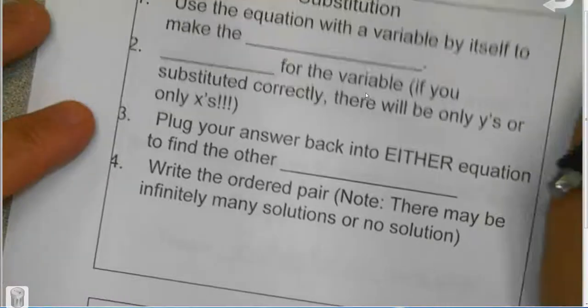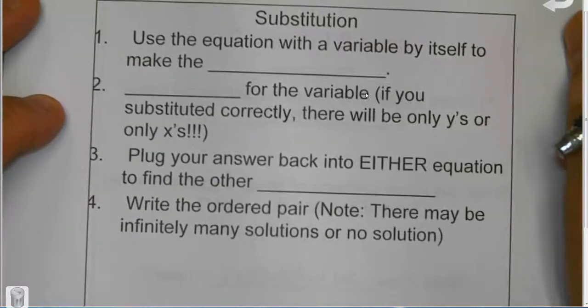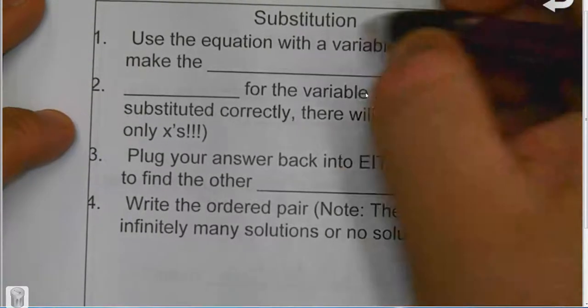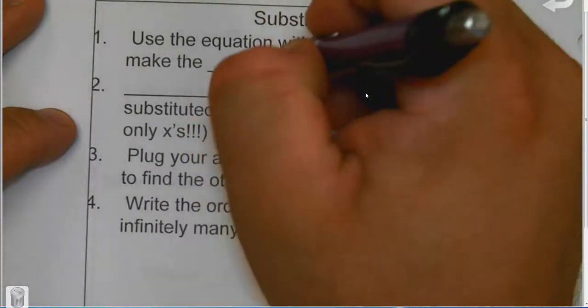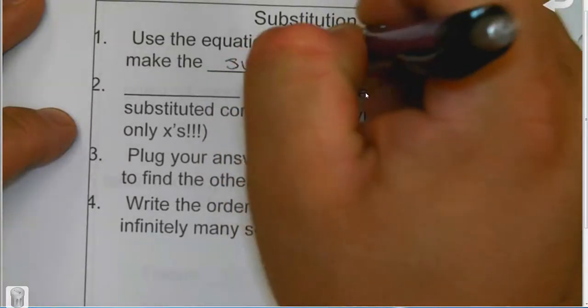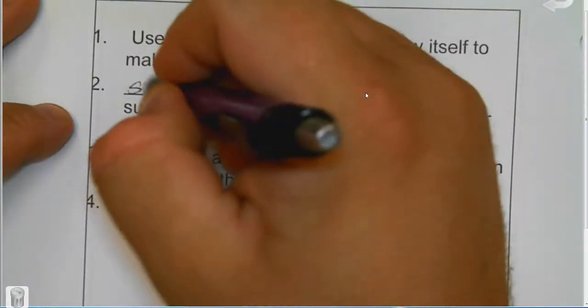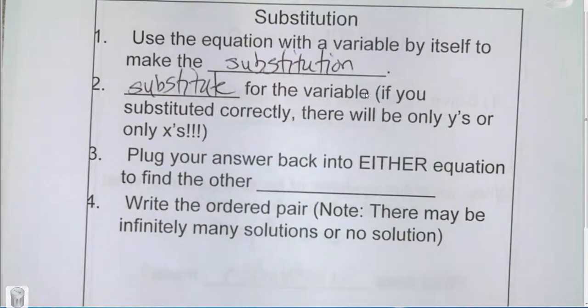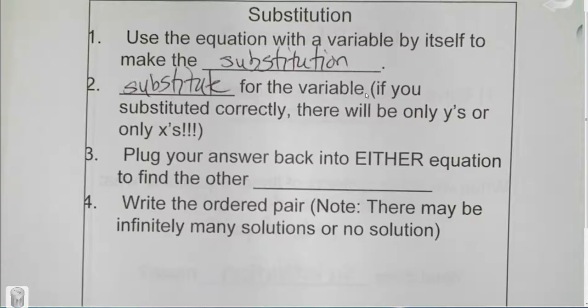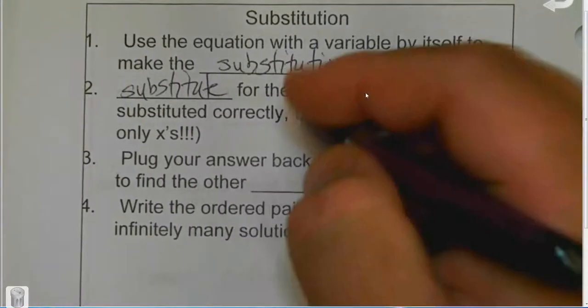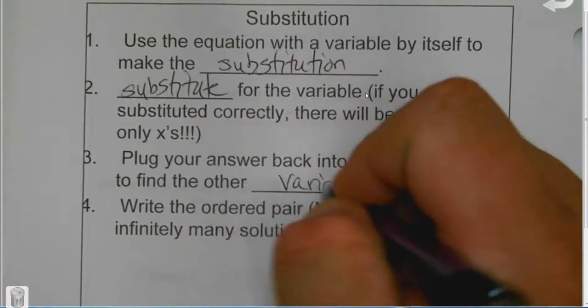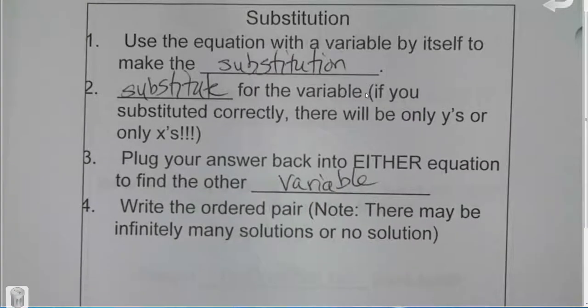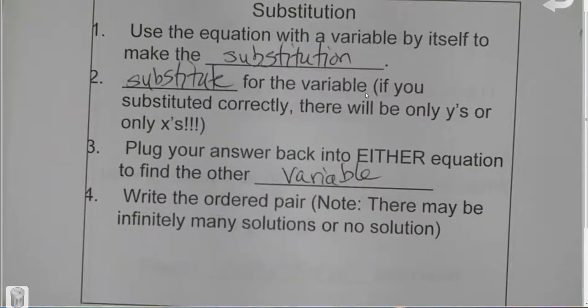So let's make sure we understand all of the steps. Use the equation with a variable by itself to make the substitution. You substitute for the variable, and so then when you're done, the equation you're working on will only have y's or x's. Then you plug your answer back into either equation to find the other variable, and you write the ordered pair. Note, there may be infinitely many or no solutions. So let's practice a couple more.